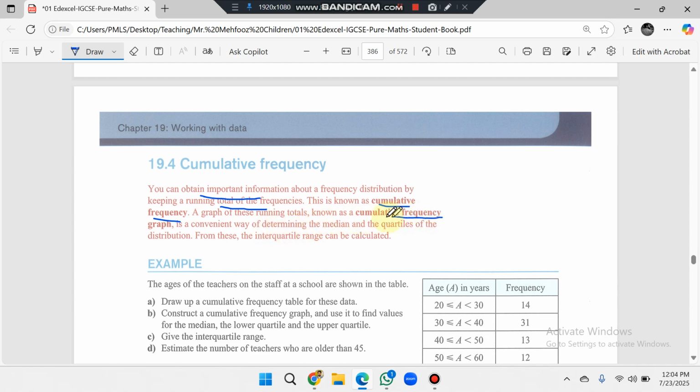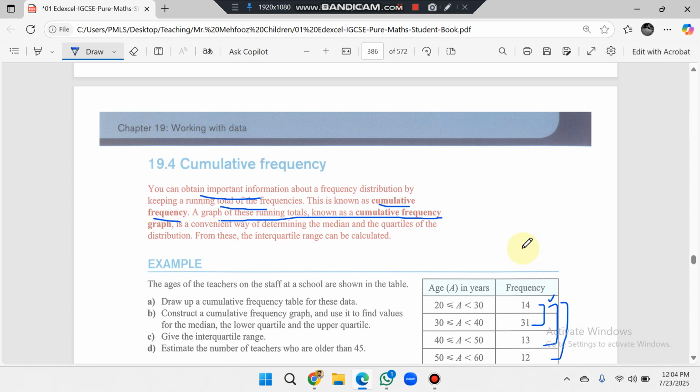So this column is basically known as cumulative frequency, in which the first frequency is as it is, the second one is the sum of these two frequencies, the third one is the sum of the first three frequencies, the fourth is the sum of the first four frequencies, right? So this is the column of the cumulative frequencies.